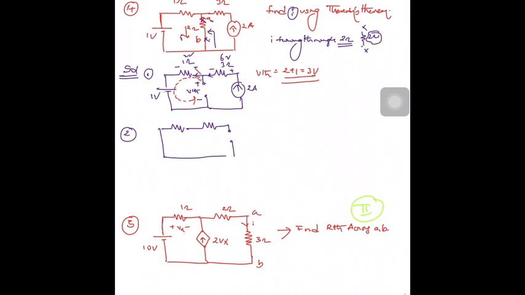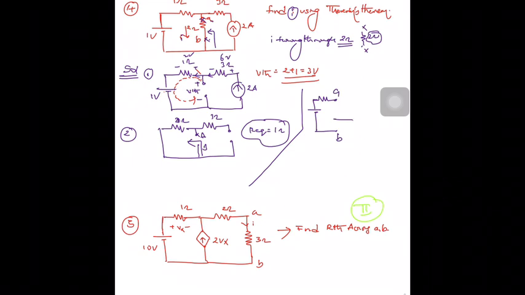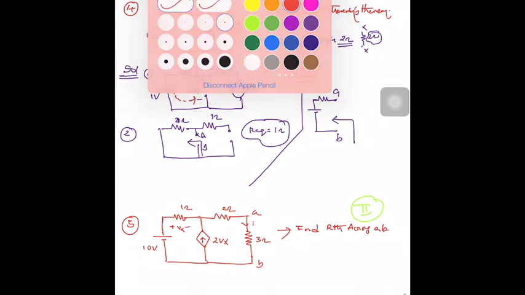Suppress current source, open circuit. Find resistance across terminals. 1 ohm, 3 ohms. So resistance across A and B is nothing but here R equivalent is equal to 1 ohm. So now step 3 is plot the equivalent circuit. VTH parallel to RTH. It is an equivalent circuit across the terminal.